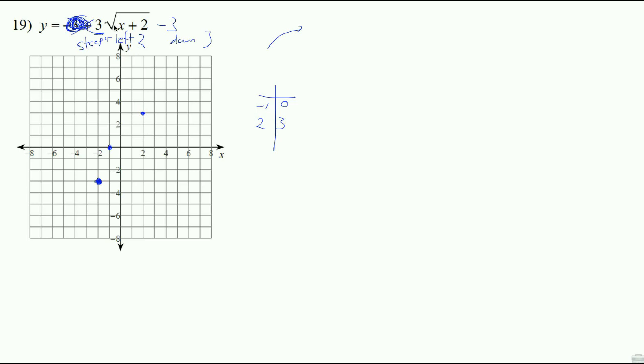You can try going a little further. What else could we put in here? Well, we could put 7, because 7 plus 2 is 9, and we can take the square root of 9. Square root of 9 is 3. 3 times 3 is 9. Minus 3 is 6. So we have the point 7, 6, and that's as far as we can go on this one. So let's see, can we graph this fairly accurately?